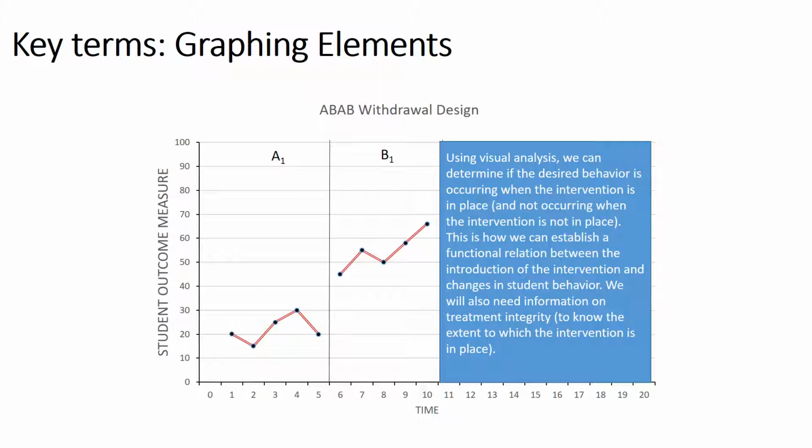It is also vital to collect information on treatment integrity. This information tells us the extent to which the intervention was implemented as designed. We cannot draw accurate conclusions about student performance unless treatment integrity data are collected. We cannot simply assume that all intervention components are in place. We need to collect treatment integrity data to be sure.